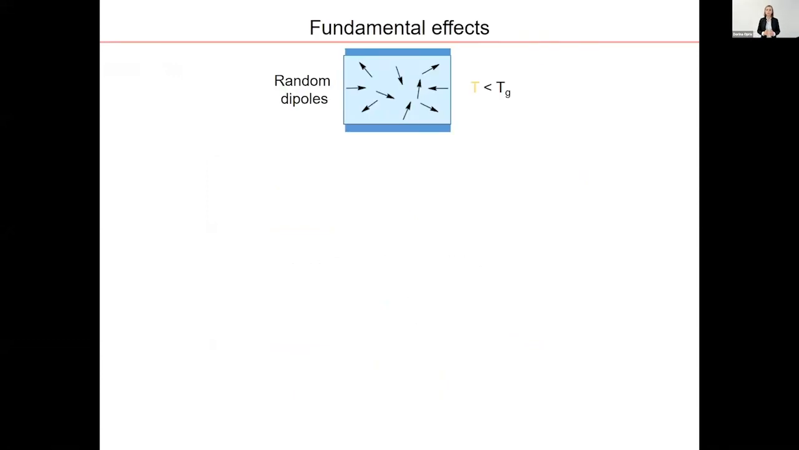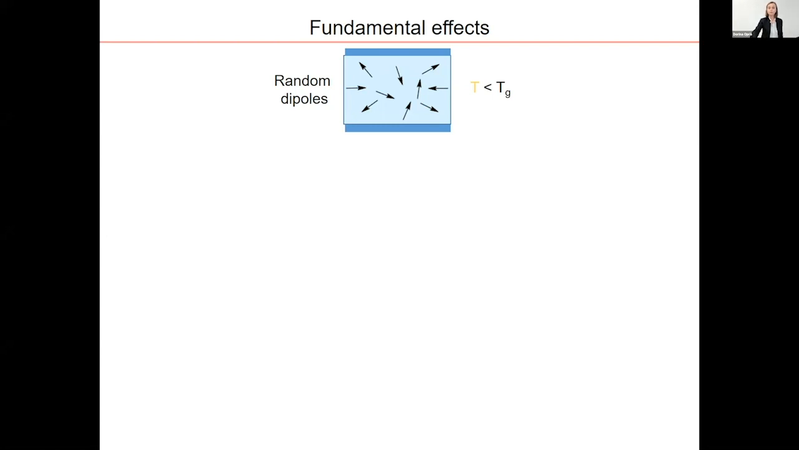Let me first start with some fundamental effects. Imagine a capacitor whose dielectric is a polar polymer with randomly dispersed dipoles. If this capacitor is charged and the polymer is below the glass transition temperature, not many changes occur in the material, because the elastic modulus of the polymer is very high and the dipoles are frozen. They are not able to orient in the electric field and the material is not going to deform.